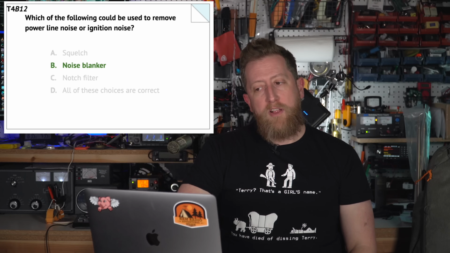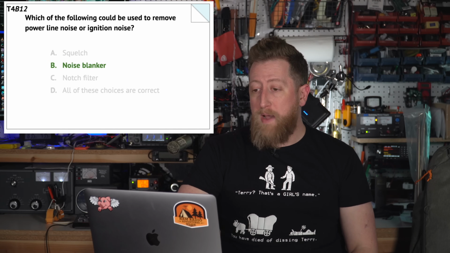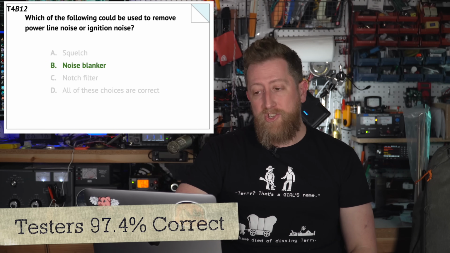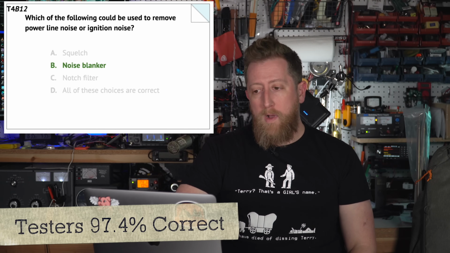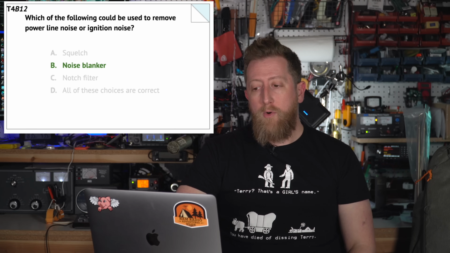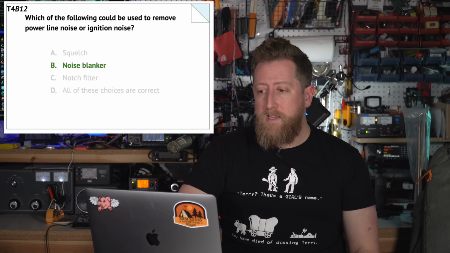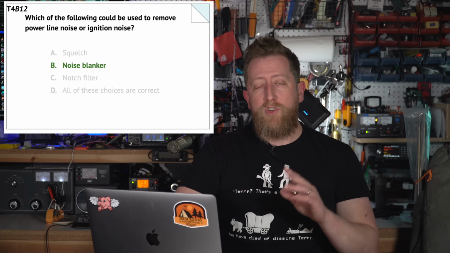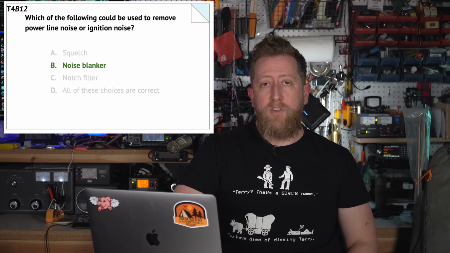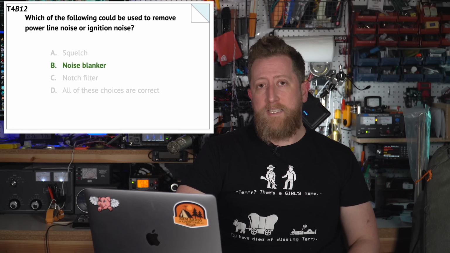T4B12, which of the following could be used to remove power line noise or ignition noise? A, squelch, B, noise blanker, C, notch filter, or D, all of these choices are correct. The answer is B, noise blanker. Usually that's done through a process called digital signal processing, DSP.